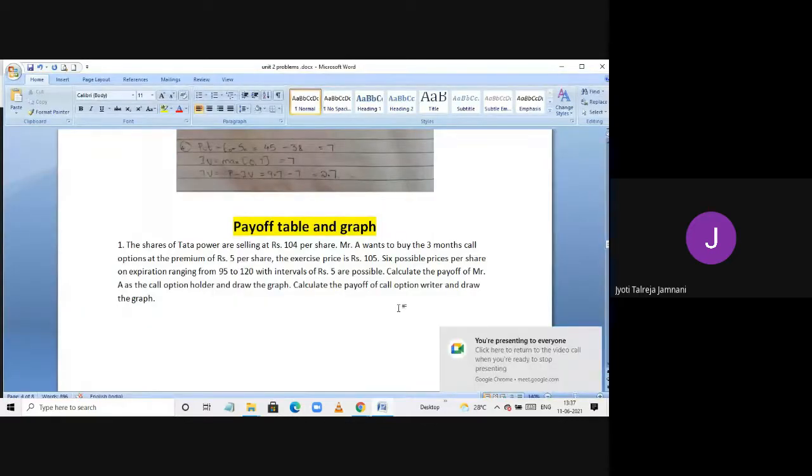We'll start with the problems on payoff graph and table today. The shares of Tata Power are selling at rupees 104 per share. So this is your S0. 104 is the share price which is trading in the market.